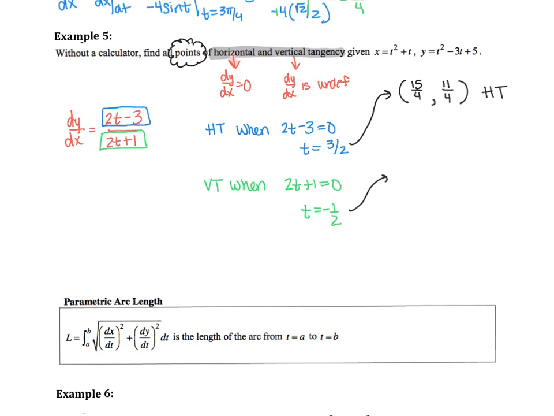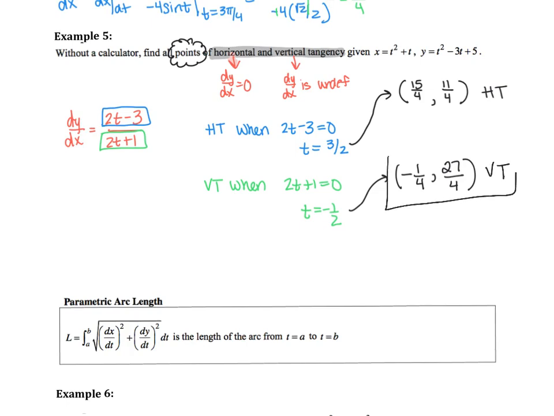Next I'm going to plug in t equals -1/2, which is going to give me -1/4 for my x value, and then 27 over 4 for my y value. And so that is going to be my point of vertical tangency.